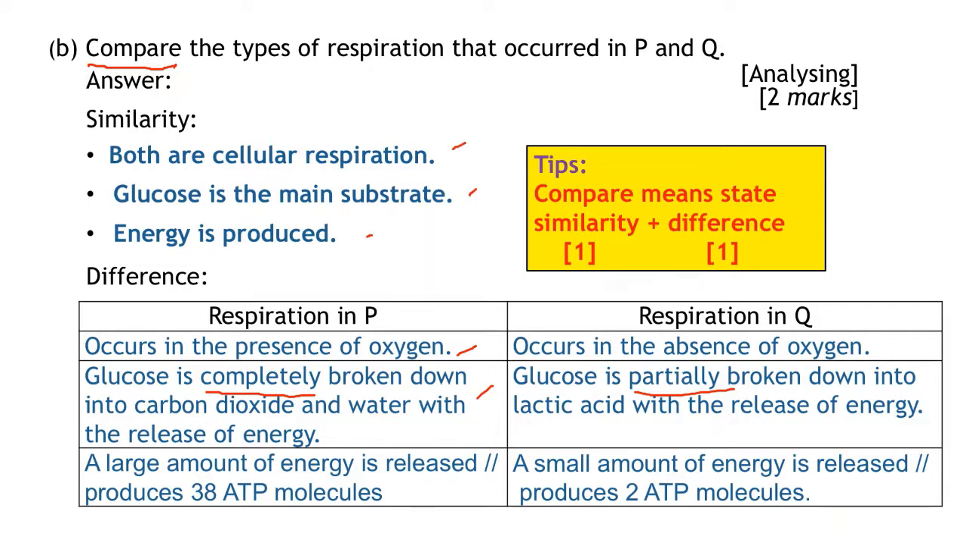Then we go to difference number 3. A large amount of energy is released, or 38 ATP molecules are produced, whereas respiration in Q, a small amount of energy is released, or 2 ATP molecules are produced. So you just need to state one difference and one similarity to get 2 marks.